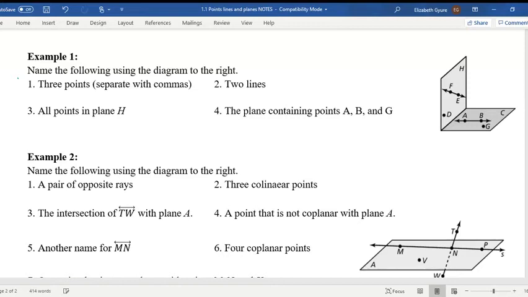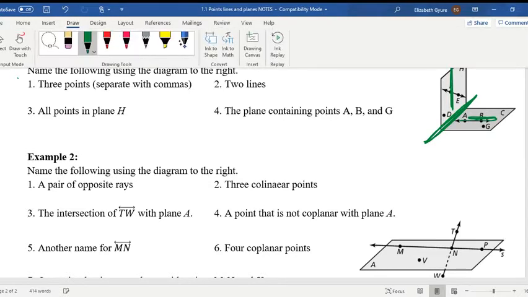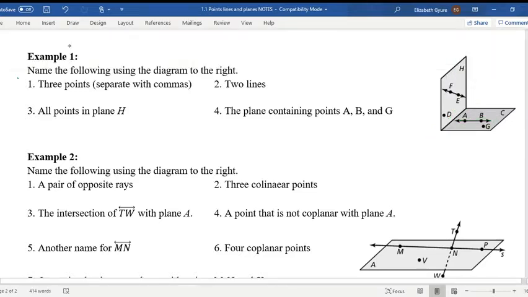In this video, we're going to do a bunch of examples together with some different diagrams so you guys can see what some different things look like. So in example 1, it says, name the following using the diagram to the right. So this diagram here is of two planes. We have a vertical plane right here, and then a horizontal plane, and then they intersect right there. So kind of think of like a book, right? An open book. That's what this would look like.